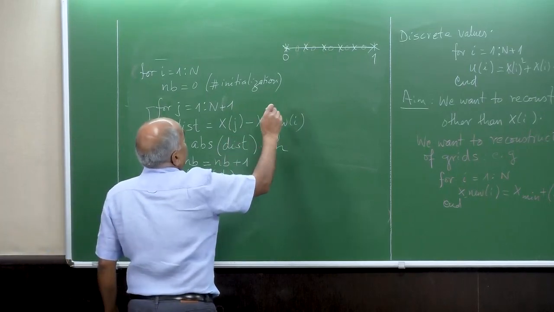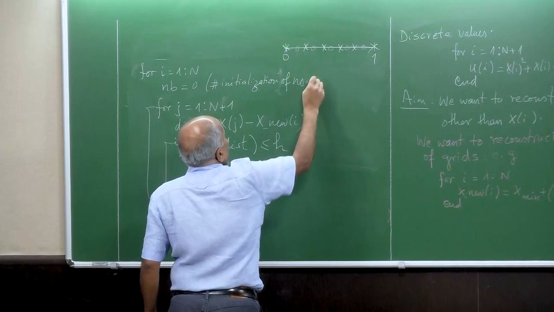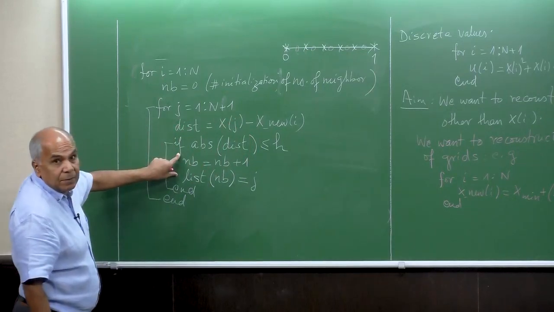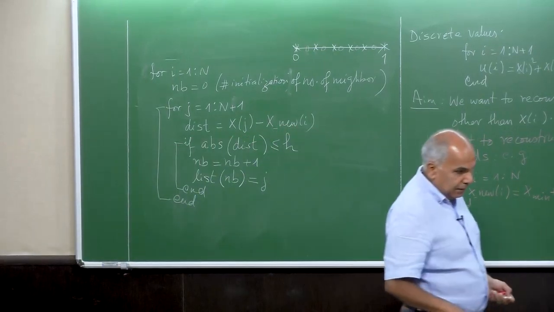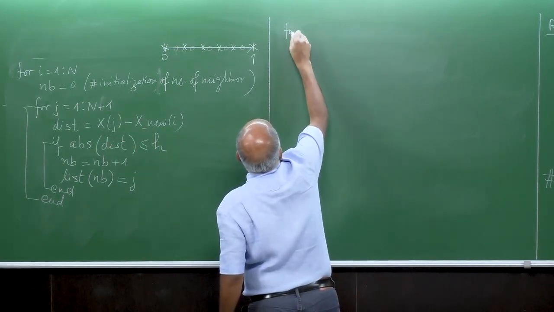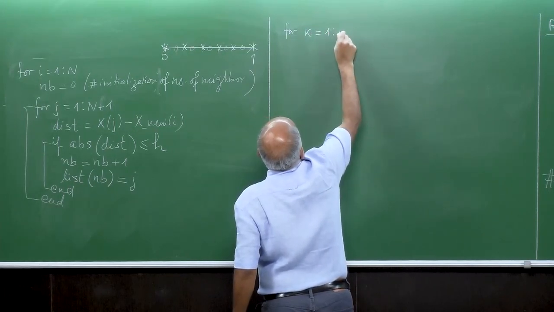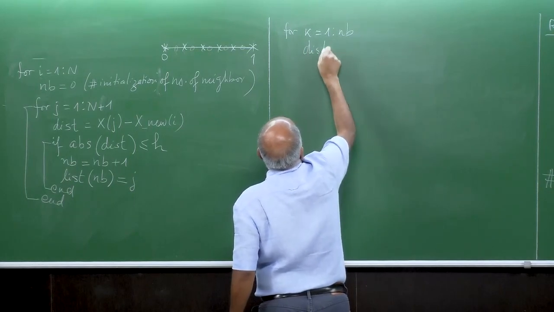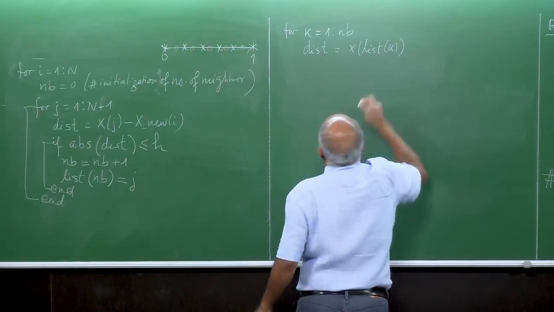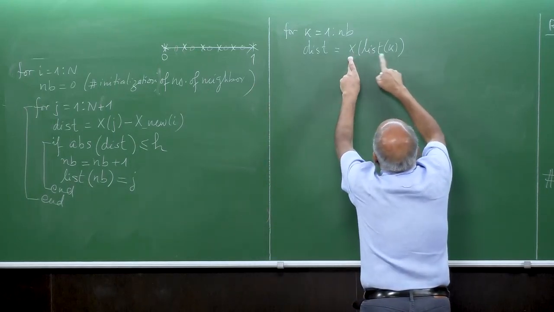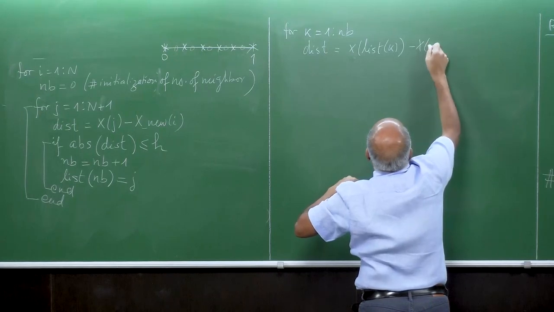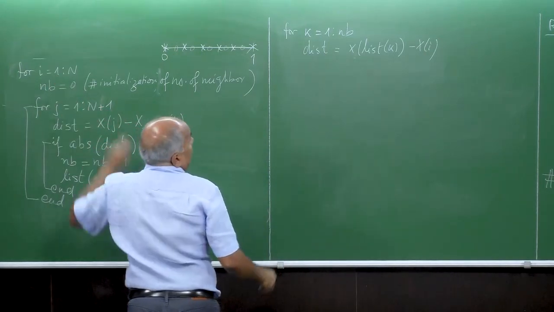Once I know the number of neighbors, I have to find its minimal value, the nearest x mean. So what is the x mean? I search over all of them, I'm still in the big loop. For k equal to 1 to nv, my distance is now x of list of k, which gives me the global index, x_ij, minus x of i, x new of i. I'm still in the big i loop here.